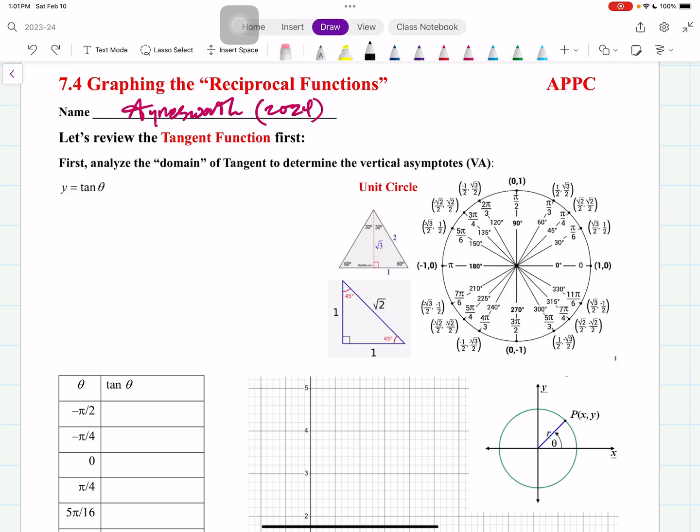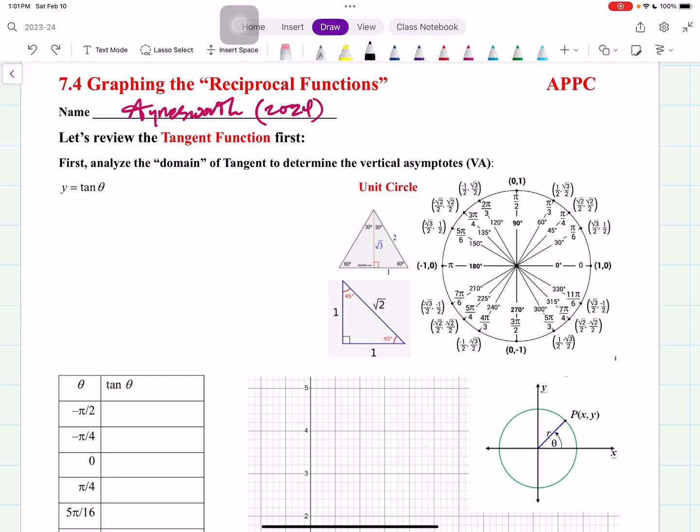This is Mr. Aynesworth. We're going to get into the reciprocal functions here in AP Pre-Calc in section 4. But before we do, we're going to review the tangent function and go over some concepts that will hopefully give you insight on why the tangent function behaves like it does. It's totally different than the sine and cosine functions.